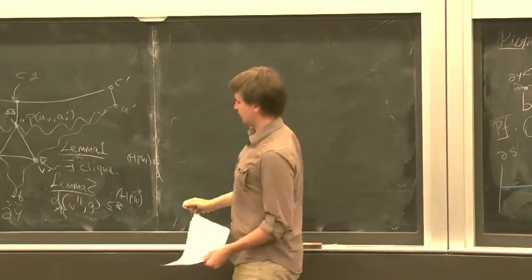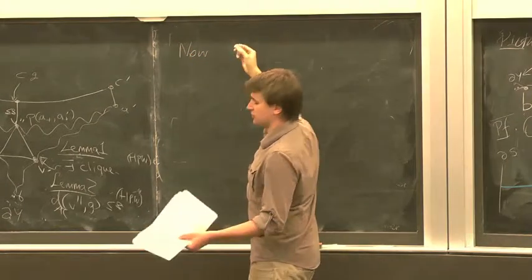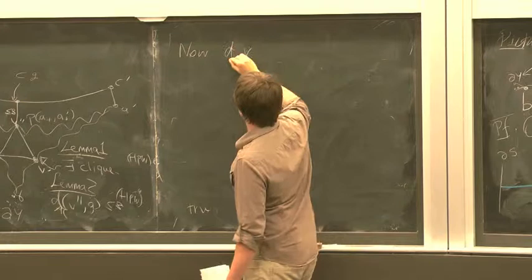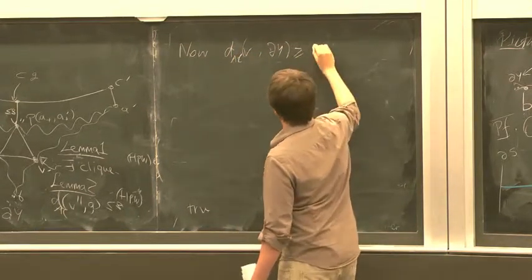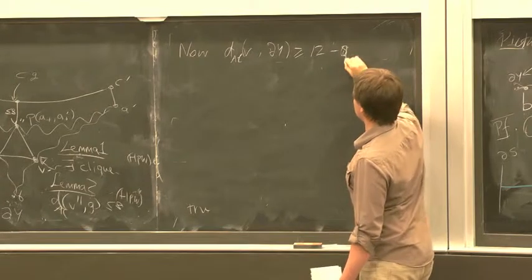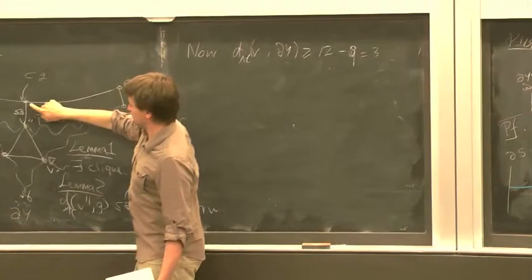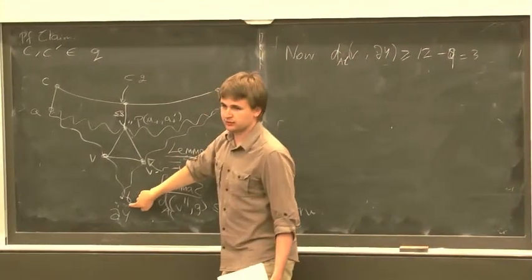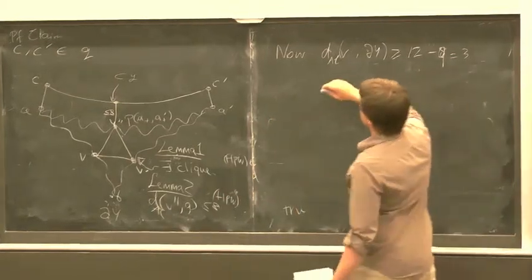Okay. Right. So now, by the assumption, the distance of V to the boundary of Y is at least 12 minus 9, which is 3. So this guy is far away from the boundary Y. It's at least 12. Oh, I forgot to mention that.